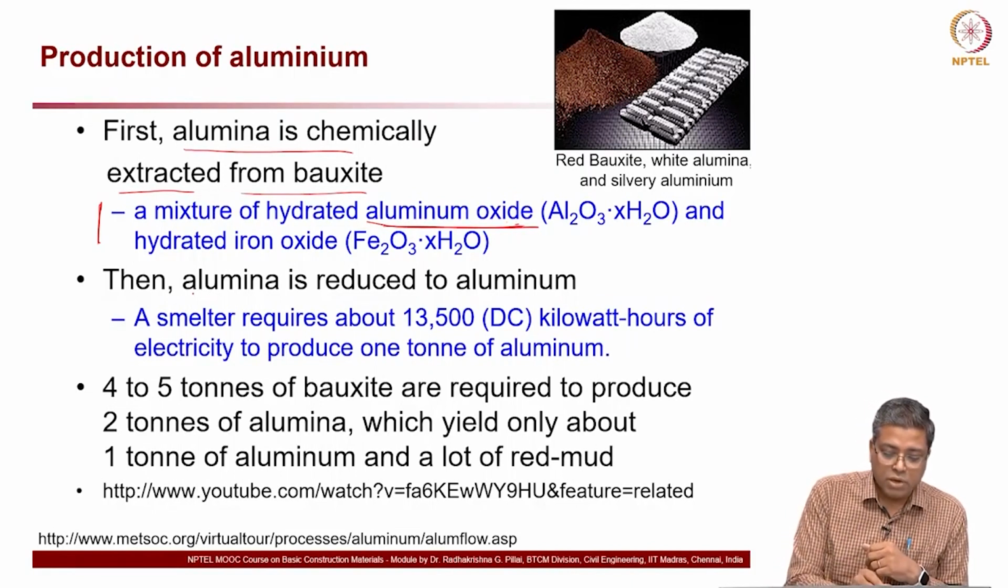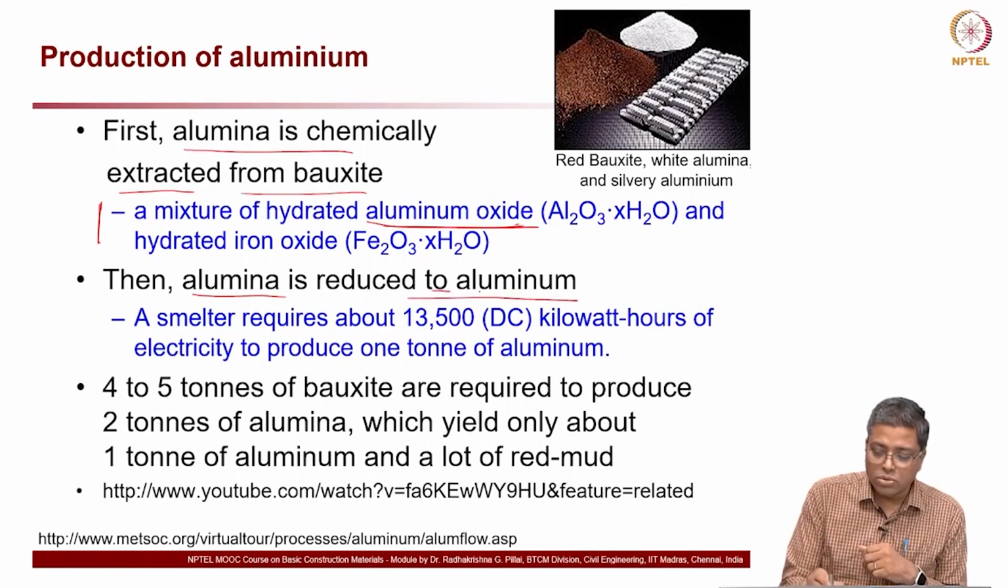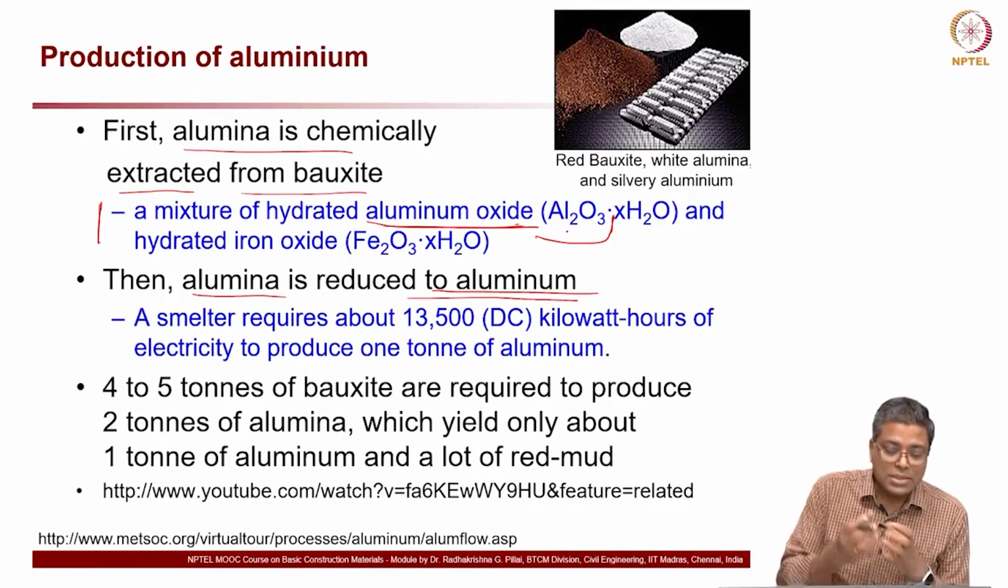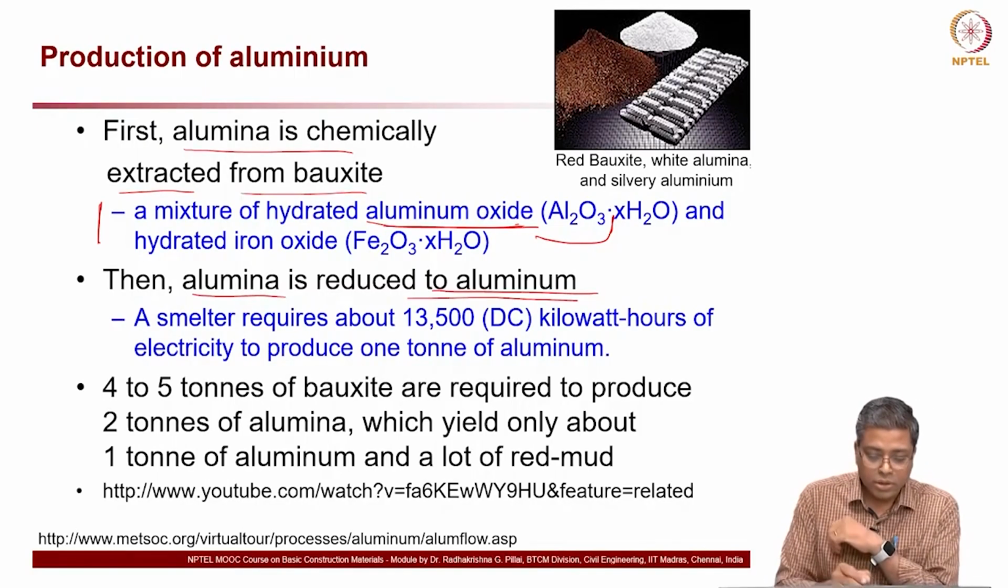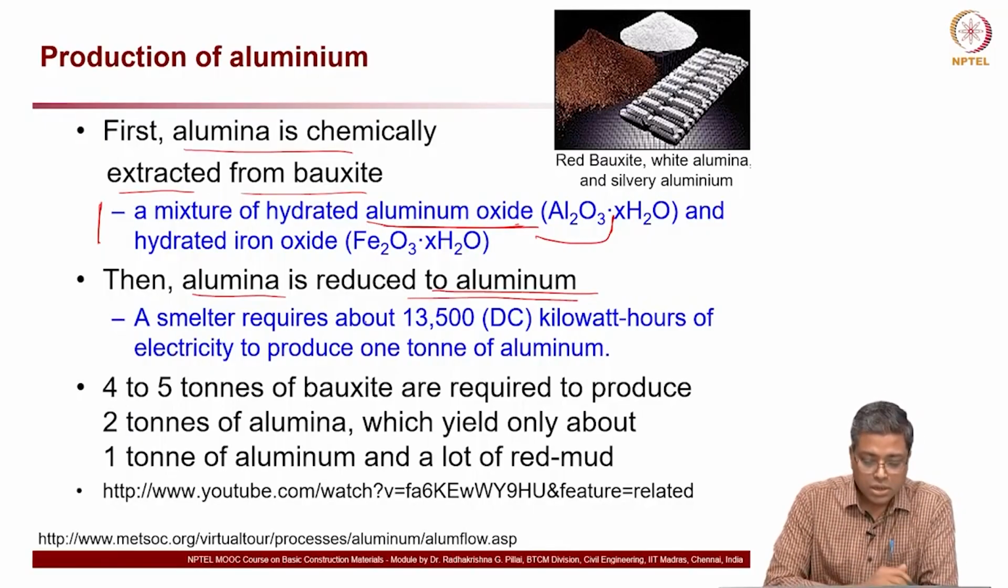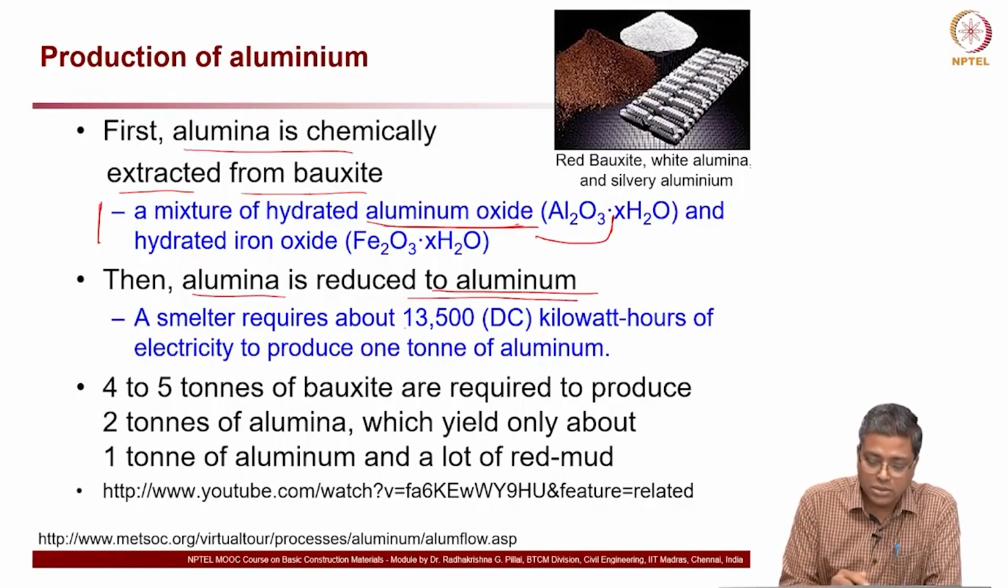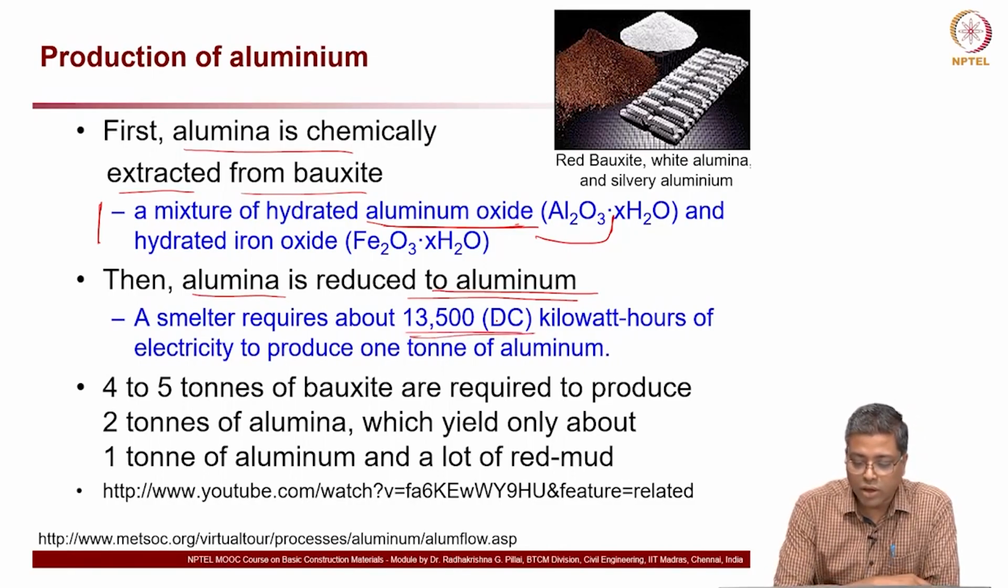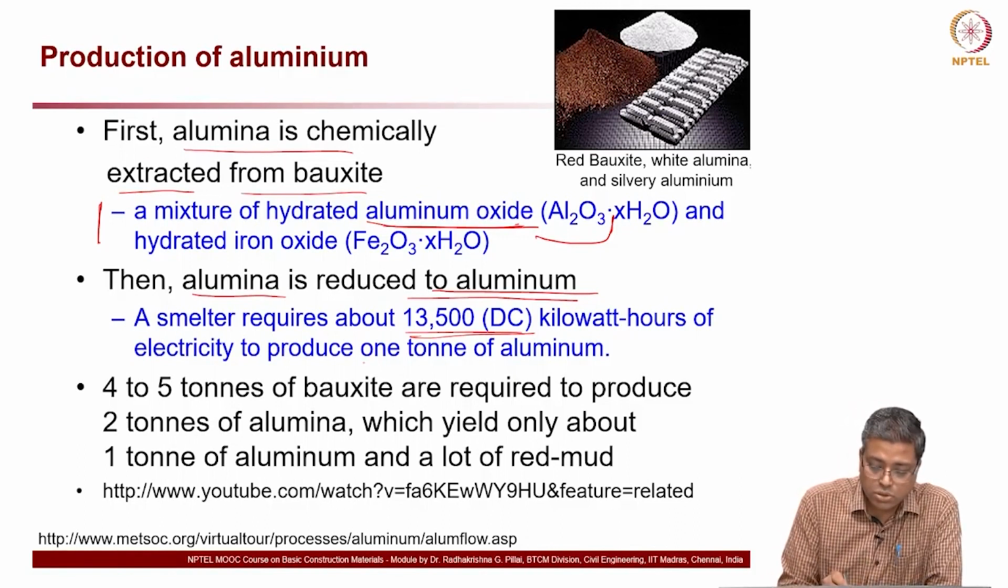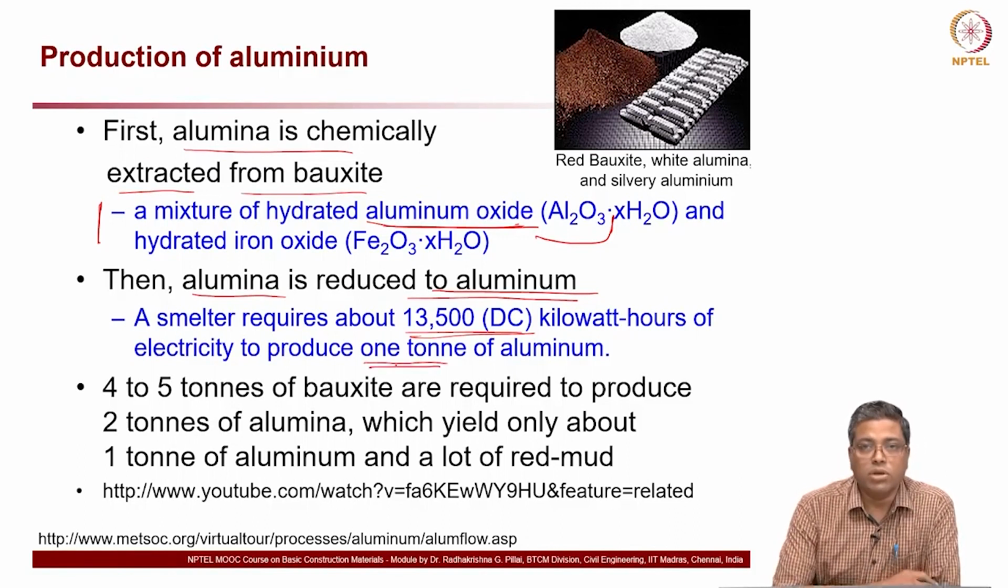Then this alumina is further reduced to aluminum. So, from alumina you are extracting the metal aluminum. This process requires a lot of energy, and how much is that? It requires about 13,500 DC kilowatt hour, that much is the power requirement. So, it is a very energy intensive process to produce just 1 ton of aluminum.